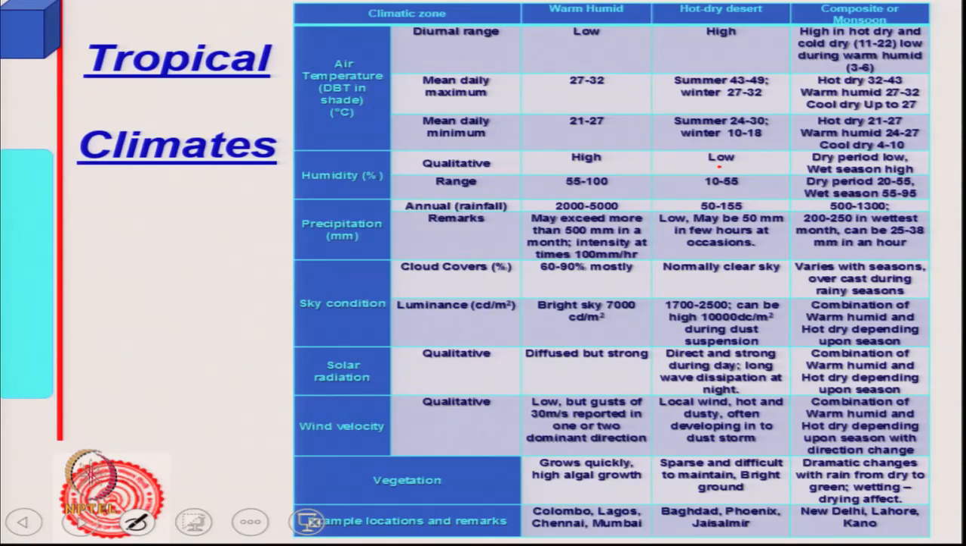Air temperature, if you see in this table, which you will be able to see, of course, not on the screen, I am not very sure how much it is, but whatever I said is summarized in a table like this. If I look at the air temperature, in warm humid climate, diurnal variation is low. In hot dry desert, diurnal variation is high, the diurnal range is high. In composite monsoon, it is high during the hot dry season and less during the warm humid season.